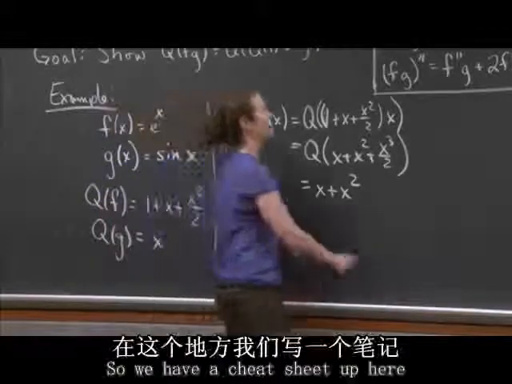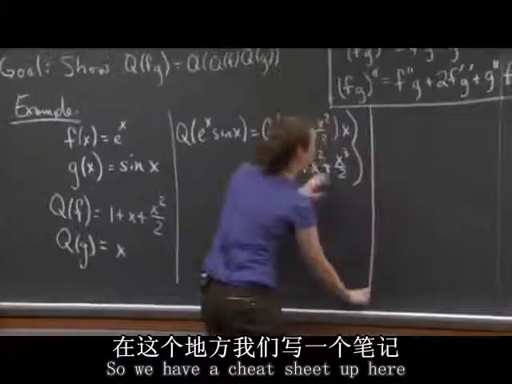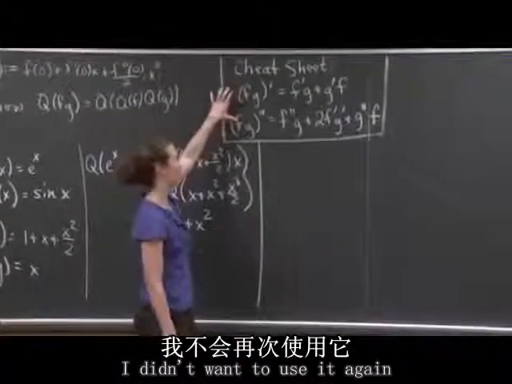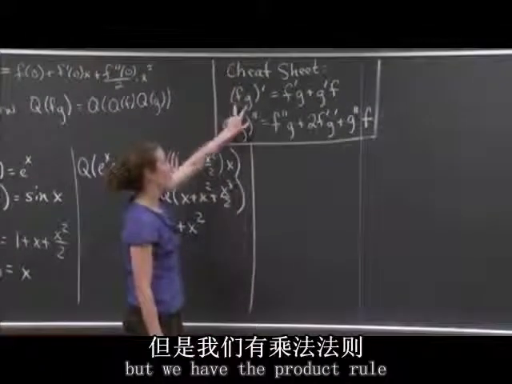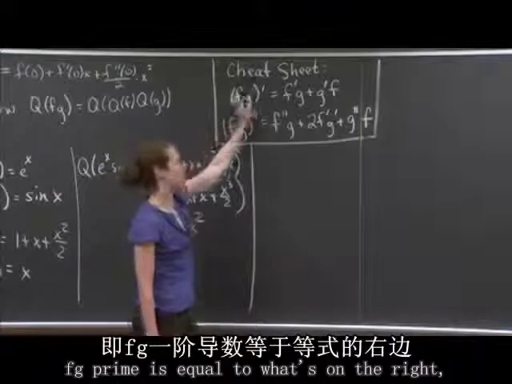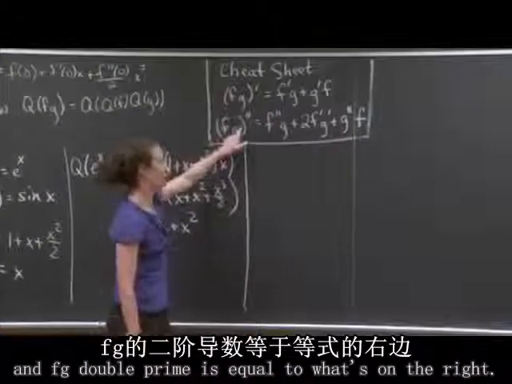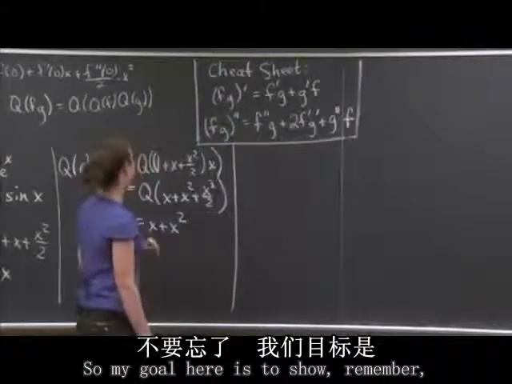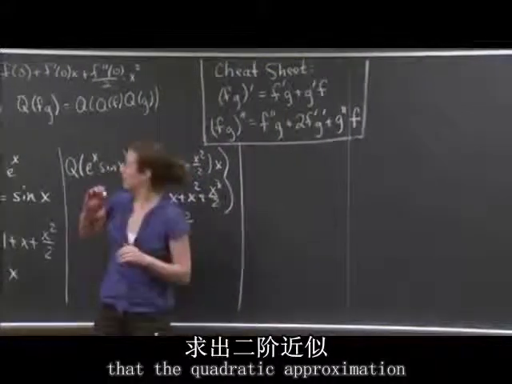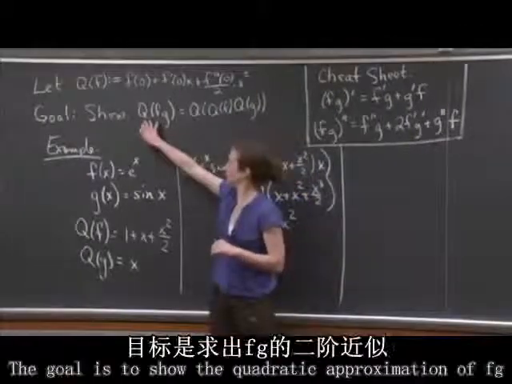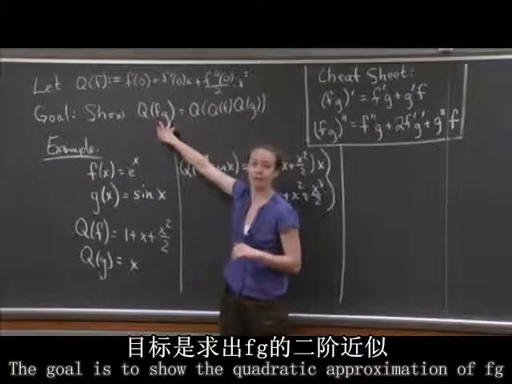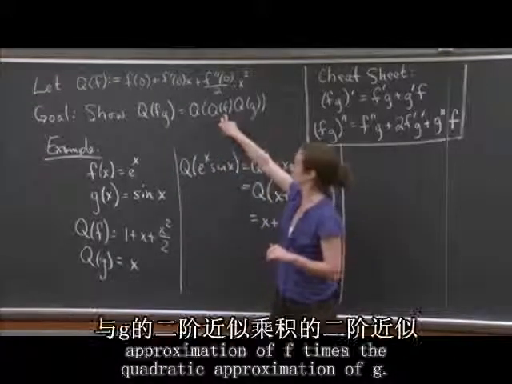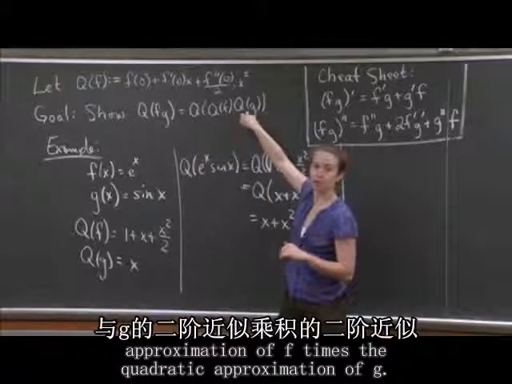Okay, so we have a cheat sheet up here that I'm going to refer back to. I didn't want to have to derive this for you, but we have the product rule: (fg)' is equal to what's on the right, and (fg)'' is equal to what's on the right. So my goal here is to show that the quadratic approximation of fg is equal to the quadratic approximation of the product of the quadratic approximation of f and the quadratic approximation of g.